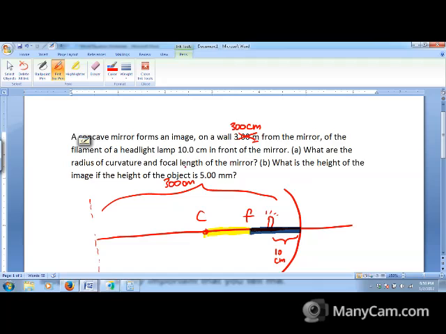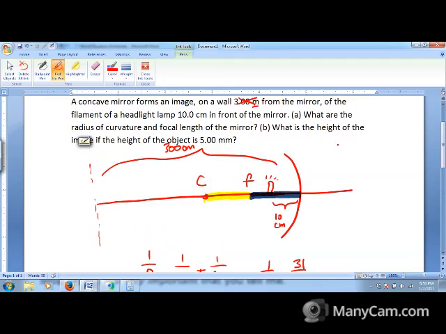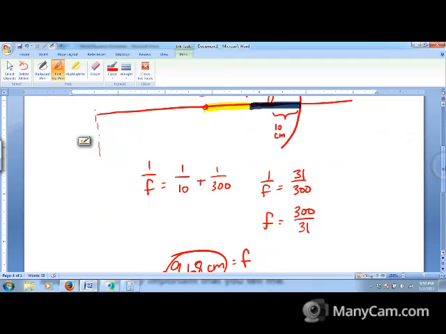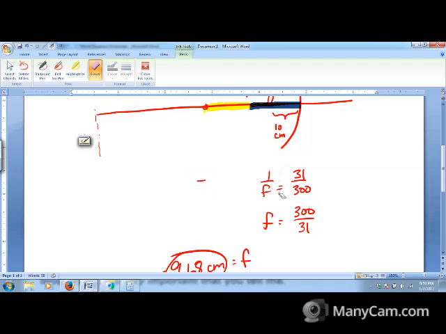Part B, what is the height of the image if the height of the object is 5 millimeters? Okay, so I'm going to denote that the focal length we got about 9.68, and the radius was about 19.4, just so I don't lose that. And then we're going to use the other equation, the magnification equation. It doesn't give us m, so we're not going to use that portion of the equation.